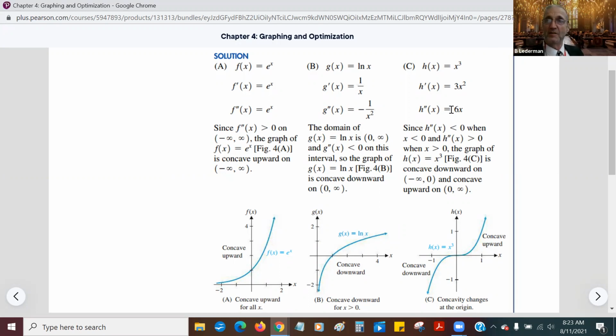Anyway, now for this guy, the second derivative is 6x. Well, 6x is always negative if x is negative, and 6x is positive if x is positive. Now notice that the first derivative, 3x squared, is always positive. So this curve will always have tangents with slopes pointing up, but they're going to point up less when x is negative and then start pointing up more when x is positive. And they're going to be concave down when x is negative, concave up when x is positive.